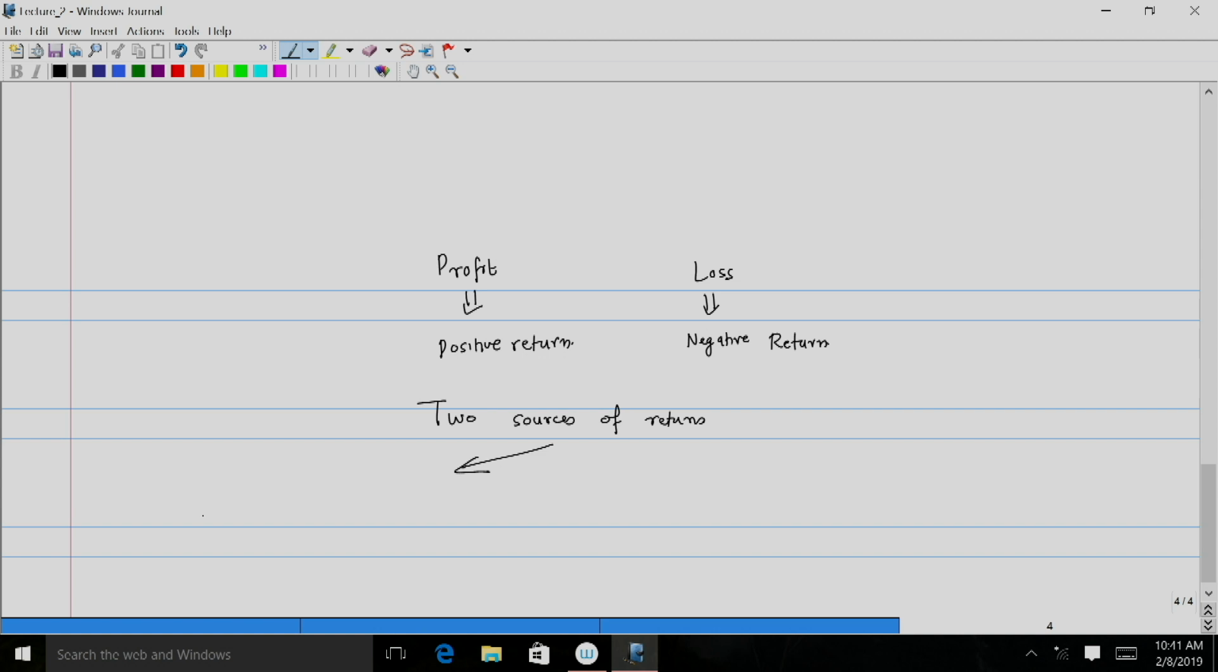The first source is dividends received while in ownership of the stock. This means that during the period where you own the stock, that means from the time you purchased the stock till the time you decide to sell the stock, you are said to be in ownership of the stock, and if any dividend is paid during this period of ownership, that is what is known as the dividend return or the dividend income.